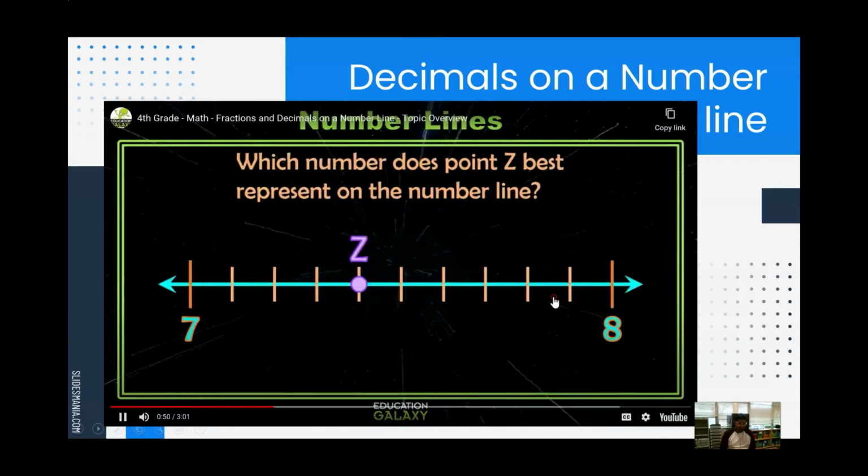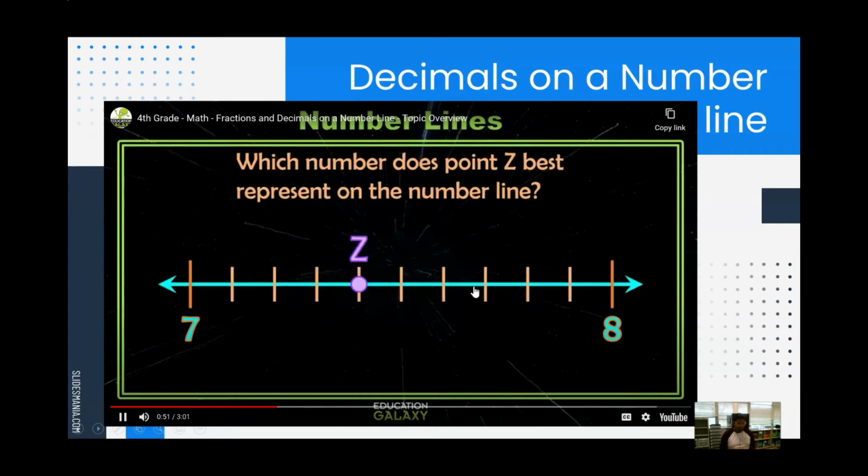We're asked where... Okay, so we have a whole number 7 and a whole number 8. They're right next to each other. Okay, and if we have 10 tick marks, that means my number has to be in the 10th place. Okay, so let's see what we can find out.